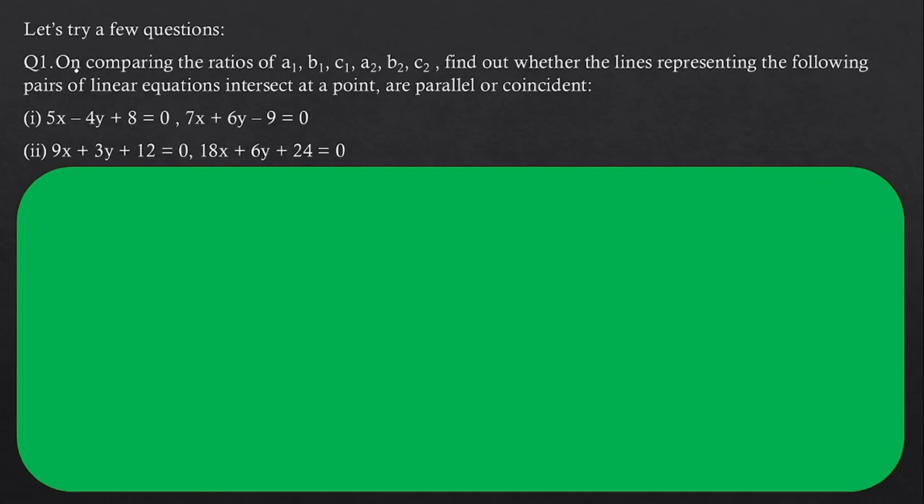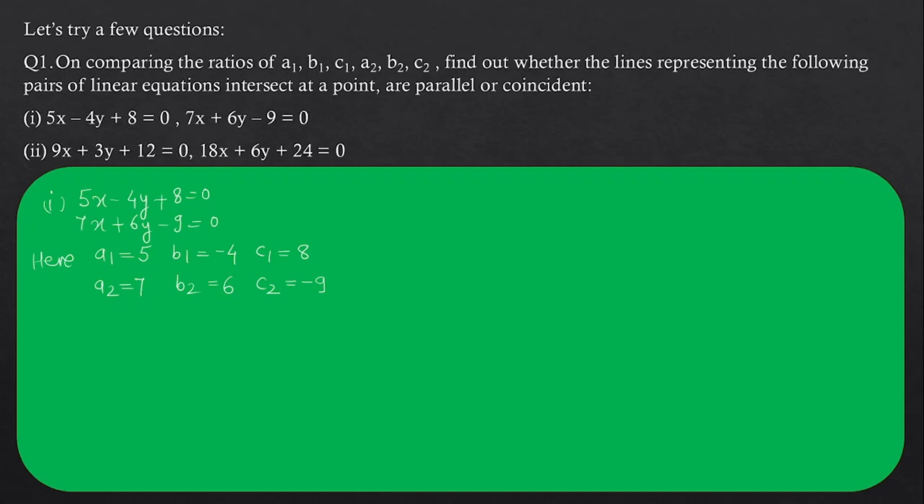The first question says, on comparing the ratios of a1, b1, c1, a2, b2, c2, find out whether the lines representing the following pairs of linear equations intersect at a point, are parallel, or are coincident. Let us take the first example. 5x minus 4y plus 8 is equal to 0. 7x plus 6y minus 9 is equal to 0. Here, we will start by taking values of a1, b1, c1, a2, b2, c2. a1 is 5, b1 is minus 4, c1 is 8, a2 is 7, b2 is 6, c2 is minus 9.